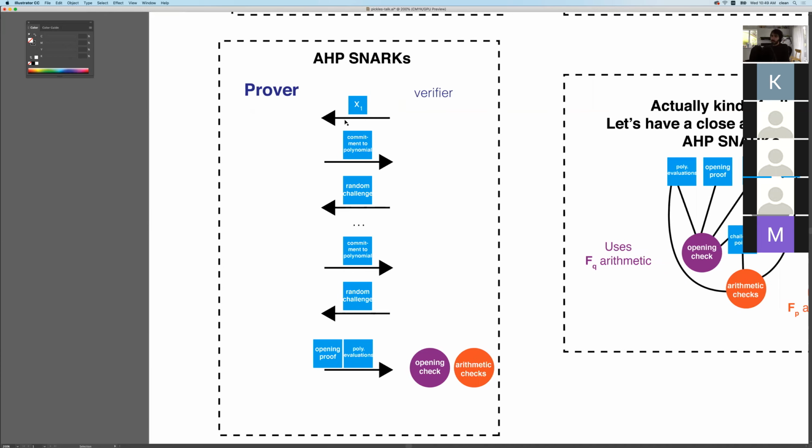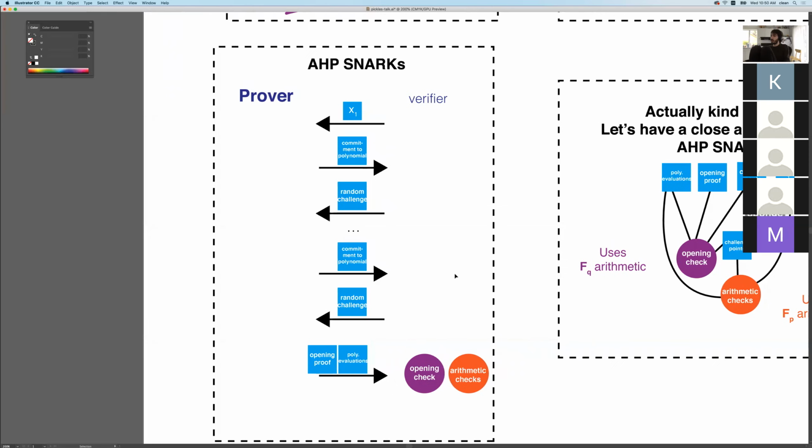Okay, so this is the idea. This is important, that you understand the shape. The prover sends some commitments to the polynomials. The verifier picks some random points to open those polynomials at. The prover produces a proof that the polynomials really do open to some particular values. The verifier checks that proof. The verifier performs some checks on the polynomial evaluations. Okay, that's what these AHP SNARKs look like. We're going to describe how to do recursion when your proof system looks like this, because it has some unique challenges.